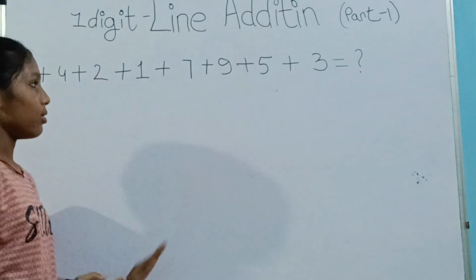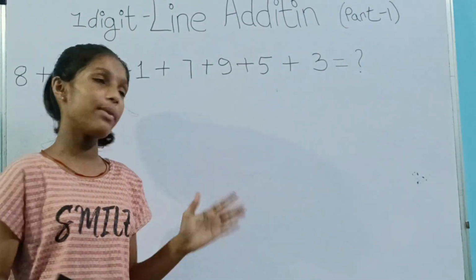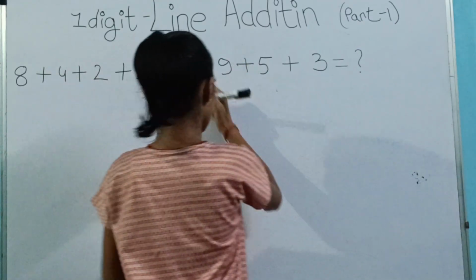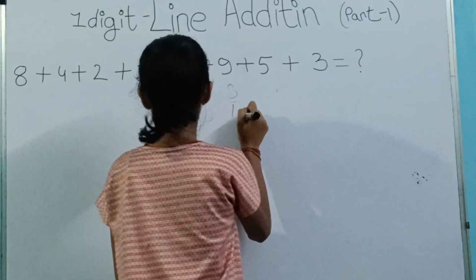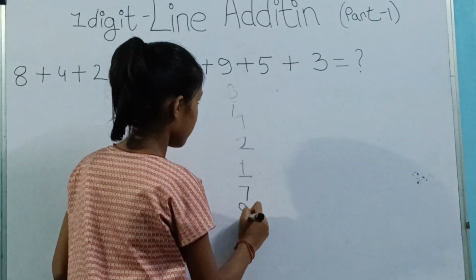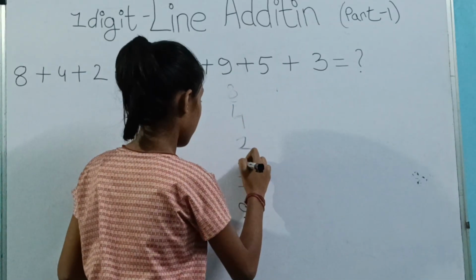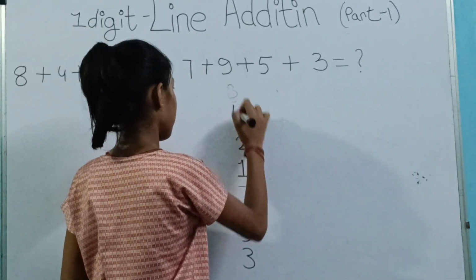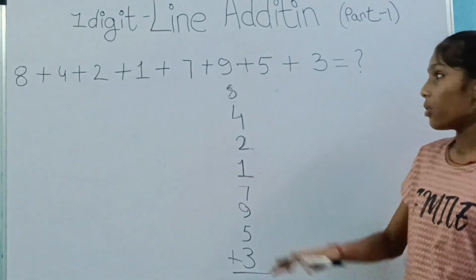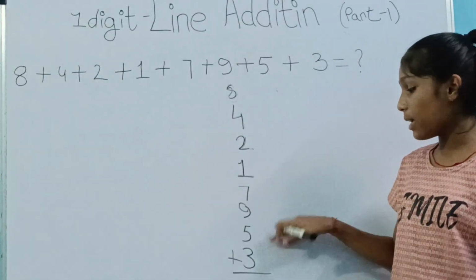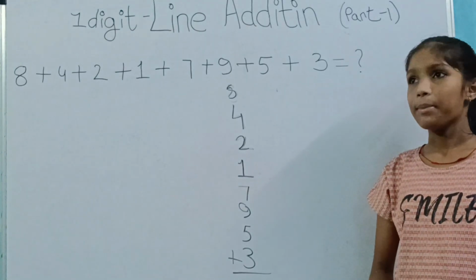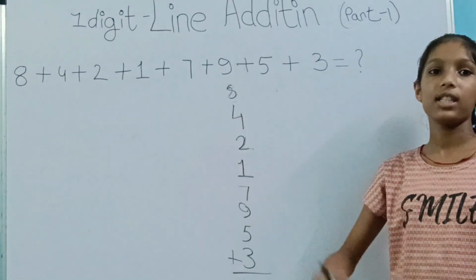First step, when you write in a column, we will make it the same way. We write 8, 4, 2, 1, 7, 9, 5, 3. So this is the question. First of all, the first step is not to start from the top. We will start from the bottom. We will do 3 plus 5 plus 9. We will go bottom to top, not top to bottom. If we do top to bottom, then it will become a little complicated because carryovers will have some problems.